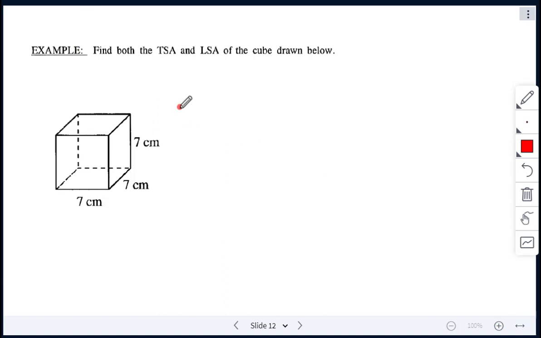So total surface area, the formula is just 6s squared. Okay, because there's 6 faces, side times side. So 6 times 7 times 7, which gives me 294 centimeters squared. All right, that's the TSA.